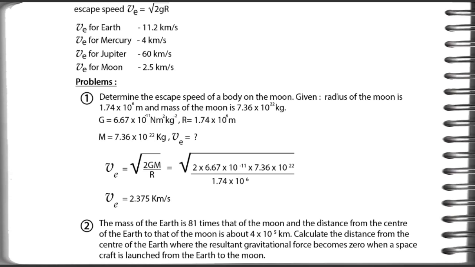Here ve for earth is 11.2 km per second, ve for Mercury is 4 km per second, ve for Jupiter is 60 km per second, ve for the moon is 2.5 km per second. Video is given here, please watch it.